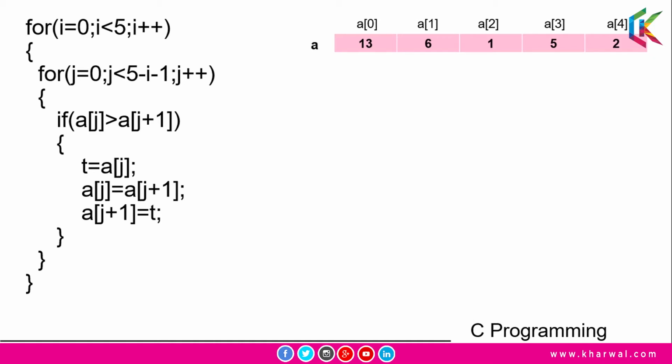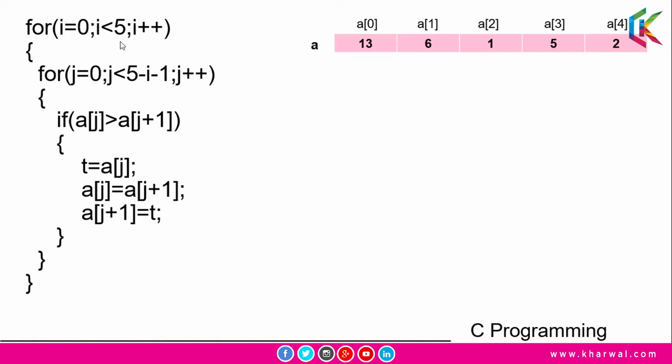And suppose we have an array A and we have entered 13, 6, 1, 5 and 2 in this array A, and 13 is at index 0, 6 is at index 1, 1 is at index 2 and 5 is at index 3 and 2 is at index 4. Now this for loop of i will be responsible for passes and this for loop of j will be responsible for iterations.